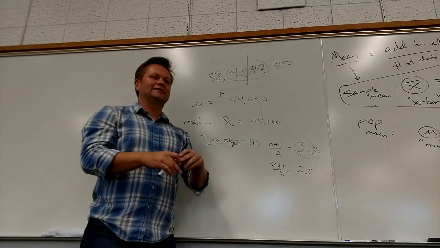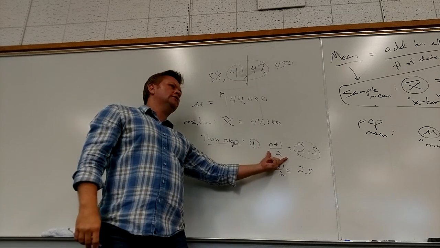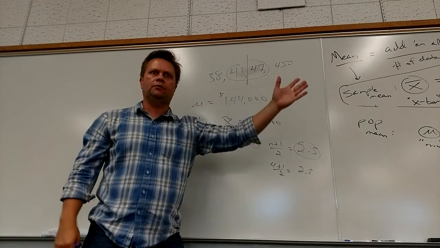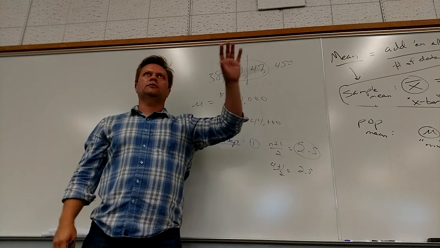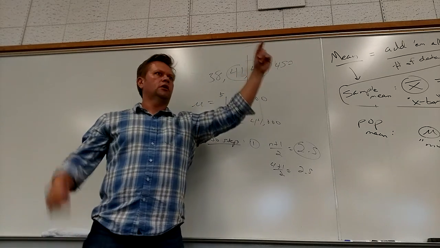So do you regularly have to do this? No. It really is just if you have a long list. If you had 87 data points, you're like, okay, 87 plus 1 divided by 2, the 44th number is the right answer. There you go. You don't have to do this kind of thing.